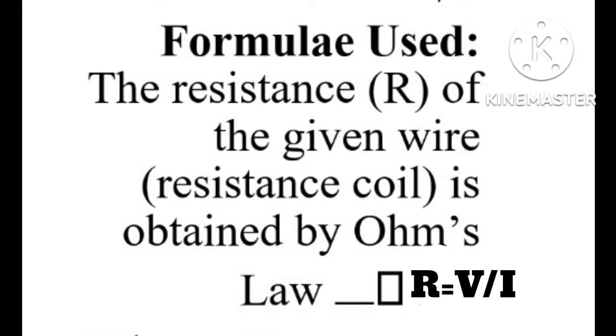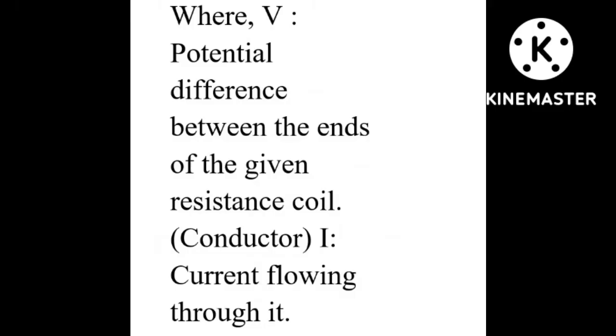Now we can go through the theory part. According to Ohm's law, at a constant temperature, the current flowing through a conductor is directly proportional to the potential difference between its ends. That is, I is proportional to V, or V by I is equal to R. That is, the formula used to find the resistance of a given wire is V by I, where V is the potential difference between the ends of the given resistance coil and I is the current flowing through it.